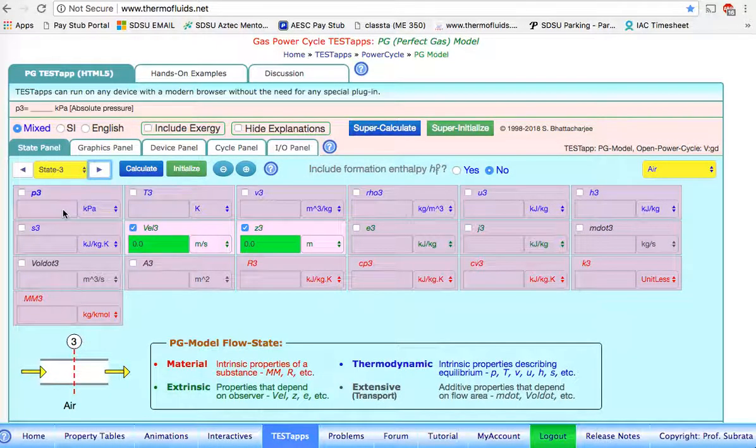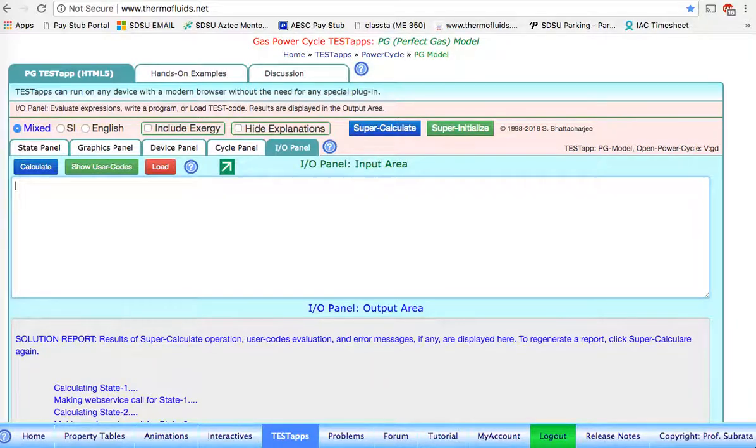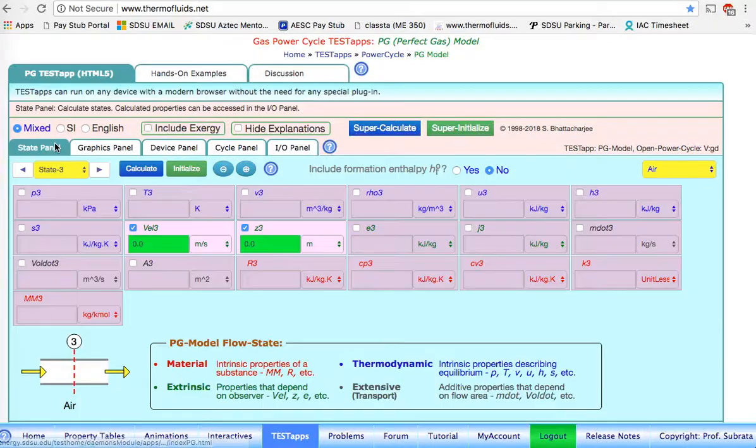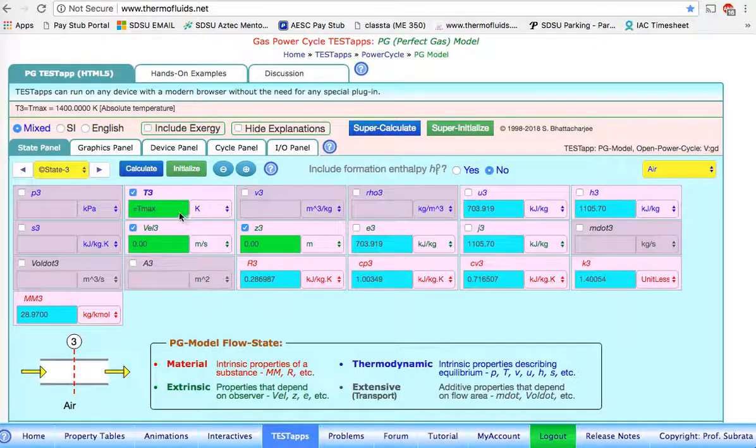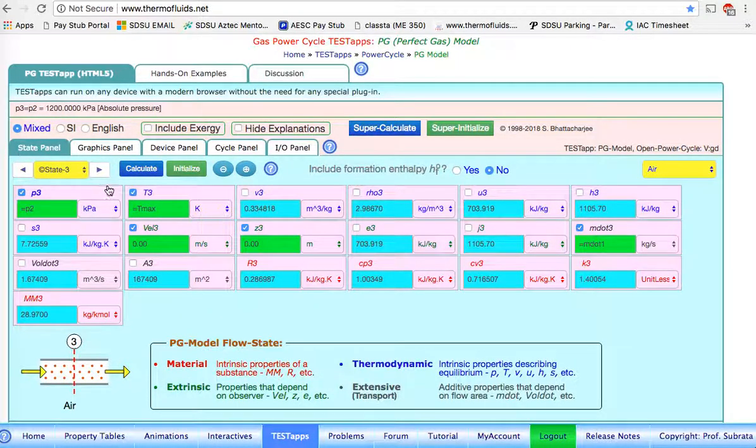State 3, we know that pressure at 3 is equal to pressure at 2. We know that maximum temperature, which we will go to the IO panel and define here as Tmax equal to 1400 Kelvin. And enter. We go back, we can declare it as Tmax. As we hit enter, on top it shows that it's 1400 Kelvin. As I earlier said, pressure at state 3 is equal to pressure at 2, and we also know the mass flow rate is still the same. There we can calculate the whole state.